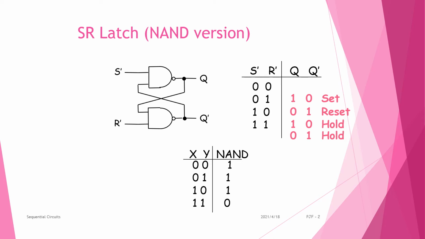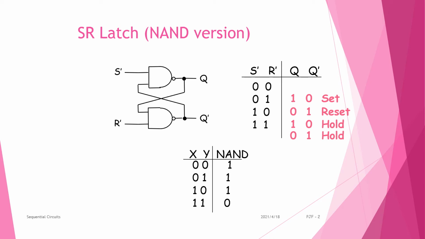Here, in the SR flip-flop, we are using NAND gates. When both inputs are high, we have a low output in the NAND gate, and when one or both inputs are low, we have a high output.